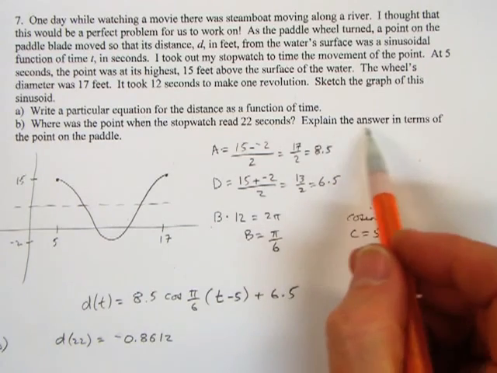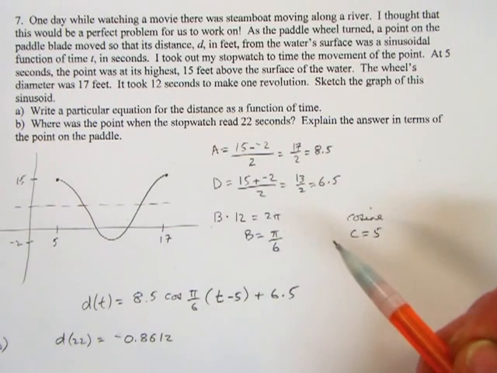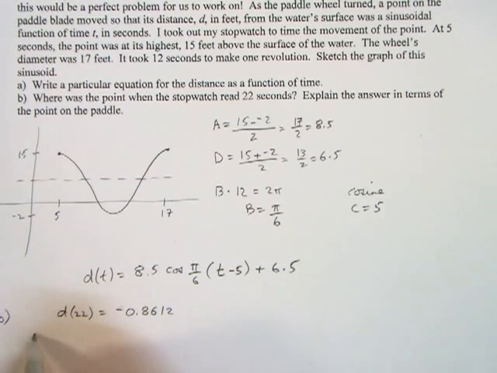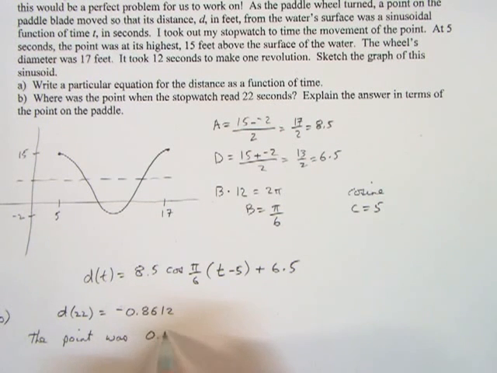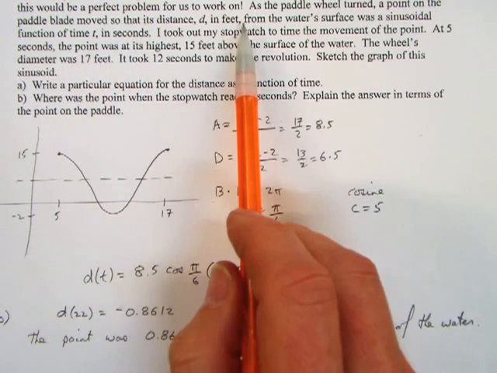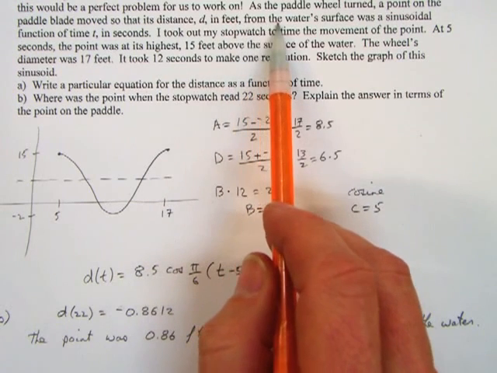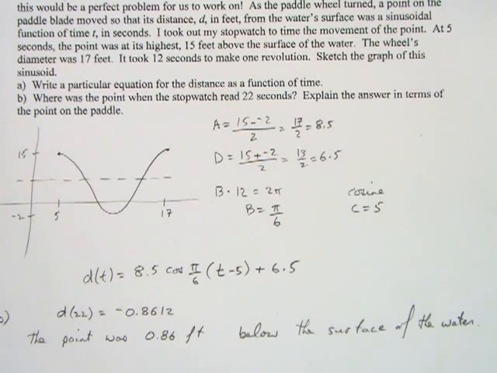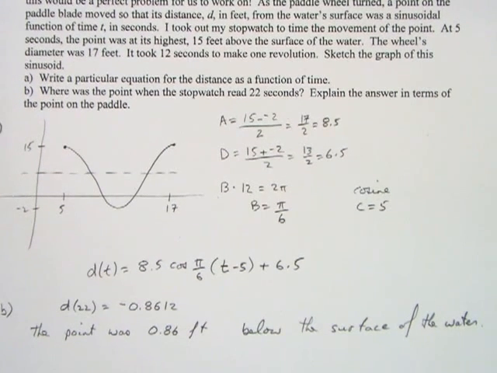So what does this mean? This says we need to explain the answer in terms of the point on the paddle. We're going to write a sentence for this. The point was 0.86 feet below the surface of the water. That's what that negative is telling us, because remember, D is defined as D feet from the water surface. And that's pretty much it.